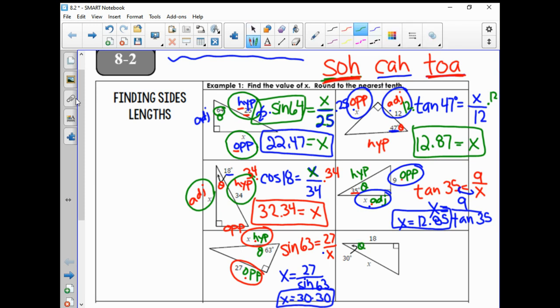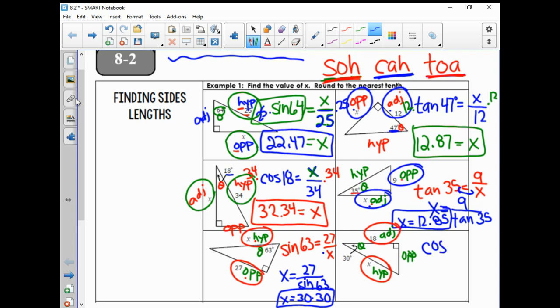Here's my theta that I'm going to choose. Across from it's the opposite. Across from my right angle is the hypotenuse. That leaves us 18 as my adjacent side. Note, they've given me the adjacent. They want me to find the hypotenuse. So we're going to use that cosine right there.